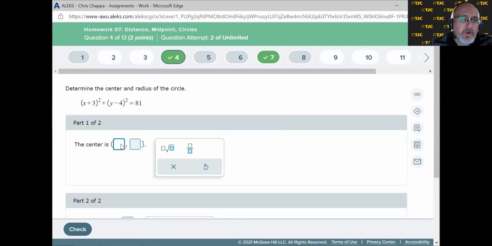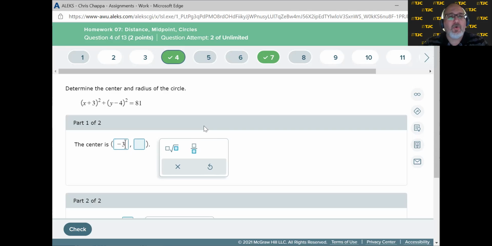Actually, let's do this one real quick. Do you know what the center is? Hint, pull out the numbers after the x and the y, but change their signs. Since the number after the x is +3, the x coordinate of the center is -3. And since the number after the y is -4, the y coordinate of the center is +4.